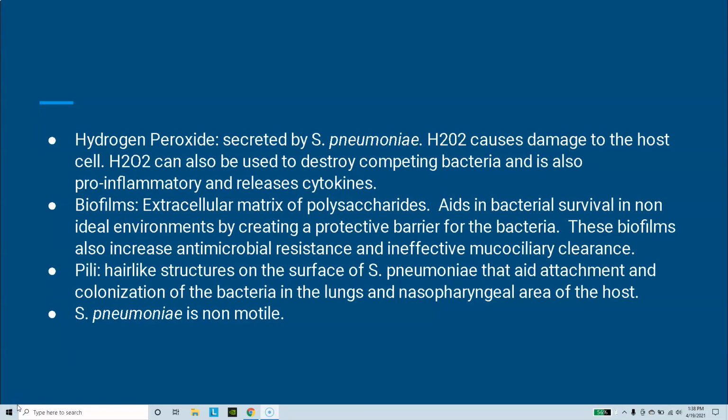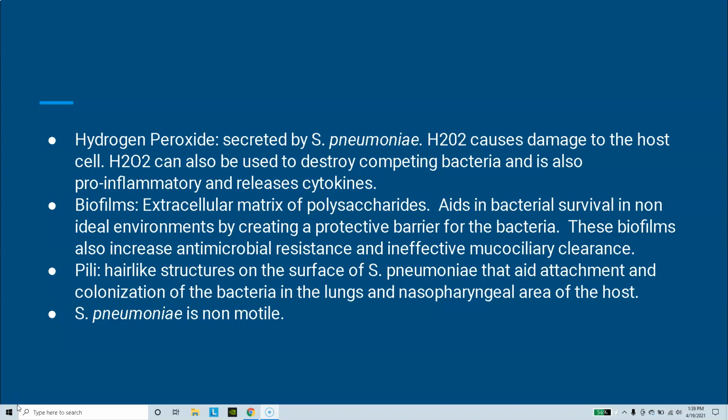Hydrogen peroxide is also secreted by Streptococcus pneumoniae. It causes damage to the host cell. Hydrogen peroxide can also be used to destroy competing bacteria. It is also pro-inflammatory and releases cytokines. Streptococcus pneumoniae creates biofilms. These are extracellular matrices of polysaccharides. These biofilms aid in bacterial survival in non-ideal environments by creating a protective barrier for the bacteria. These biofilms also increase antimicrobial resistance and ineffective mucociliary clearance.